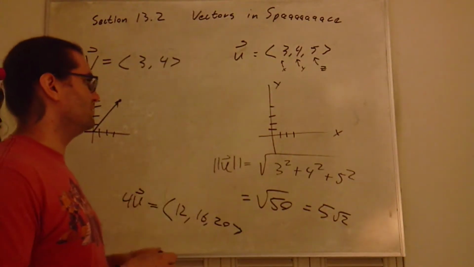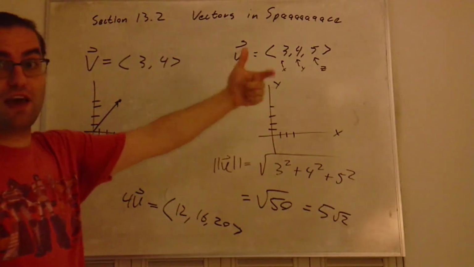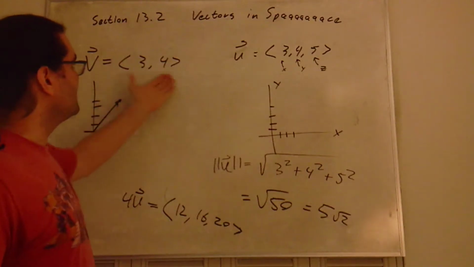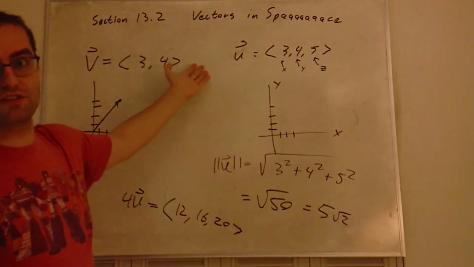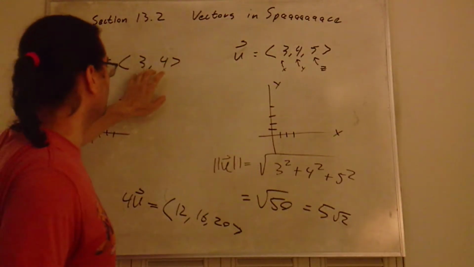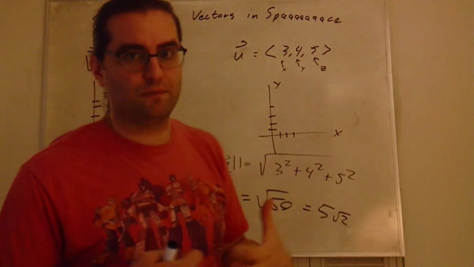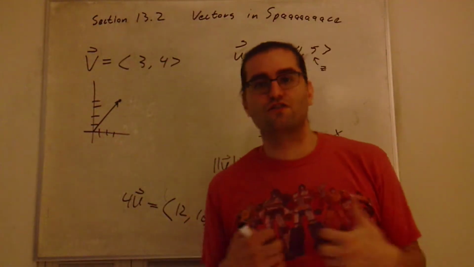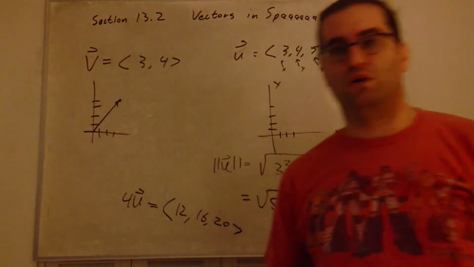We could still add 2 vectors together if they have the same dimensions. In this case, we cannot add these 2 things together because they are different sized vectors. This is a 2-dimensional vector, this is a 3-dimensional vector. Those things are incompatible. There's no way that these 2 vectors can interact with one another. So we're not even going to try.